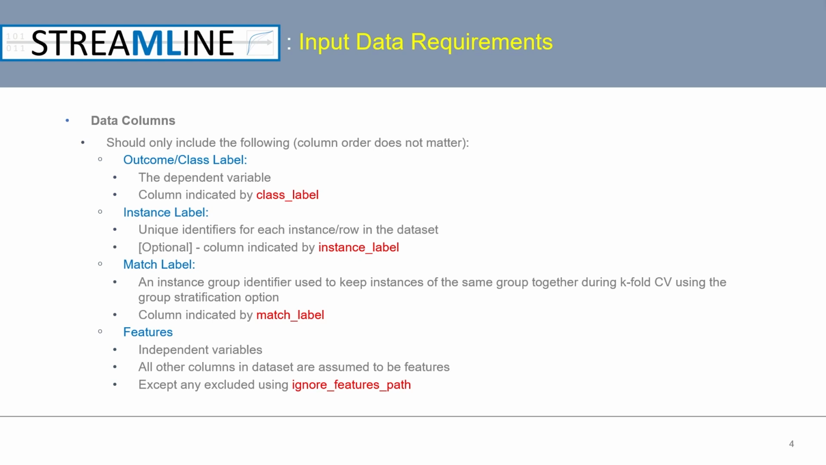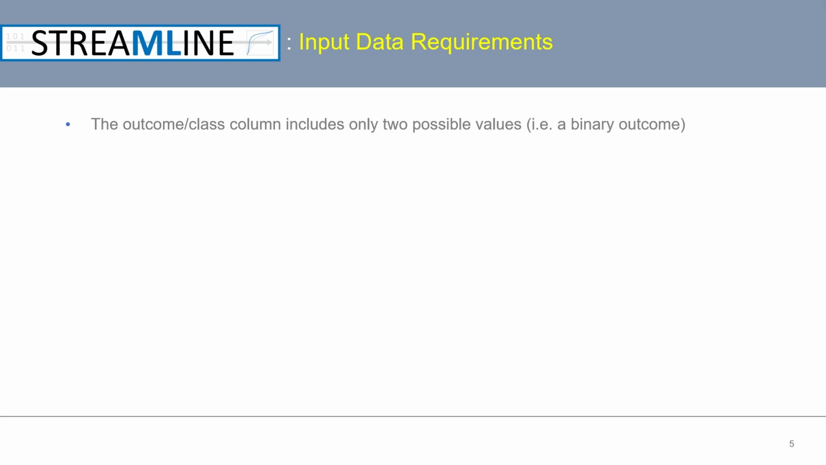Any other data columns should represent features in the dataset, which serve as independent variables. STREAMLINE will treat any other columns other than the outcome, instance, or match labels as features, unless the user indicates any other columns should be excluded using the run parameter ignore features path. Some additional input data requirements: the outcome column should only include two possible values, reflecting that it's a binary outcome, since STREAMLINE currently can only accommodate binary classification tasks. However, note that STREAMLINE will soon be expanded to multi-class and regression outcomes.